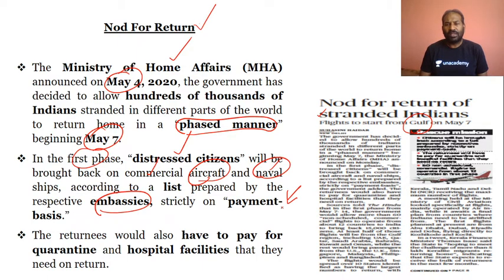This is important. That means the stranded Indians who are coming, whom the Ministry of Home Affairs is getting back to India through commercial aircraft and naval ships, will be based on the list prepared by their embassies, and it will be on a payment basis. This is important, again, payment basis. And the returnees have to pay for the quarantine and the hospital facilities also.